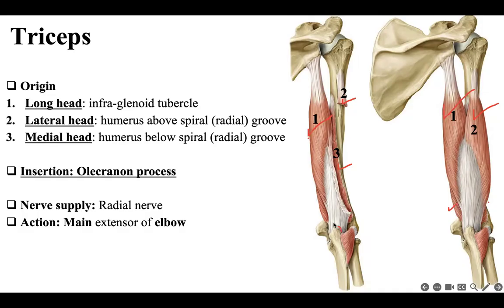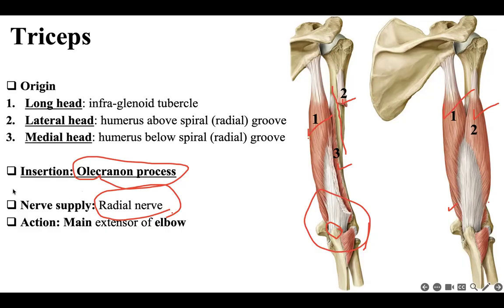The triceps will be inserted in the most important bone on the back of the elbow, the olecranon process. So any fracture of the olecranon process will be involved, as the triceps is inserted in the olecranon process. What is the nerve supply? Of course, the radial nerve, here between the medial head and the lateral head of the triceps, between two and three. So this is the radial nerve, so it is supplied by the radial nerve. The main action of this muscle is extension of the elbow.